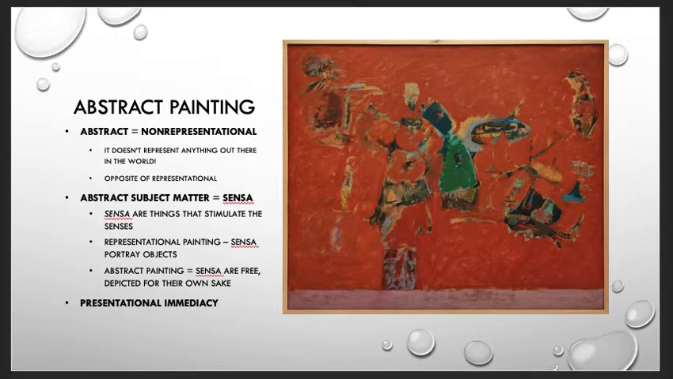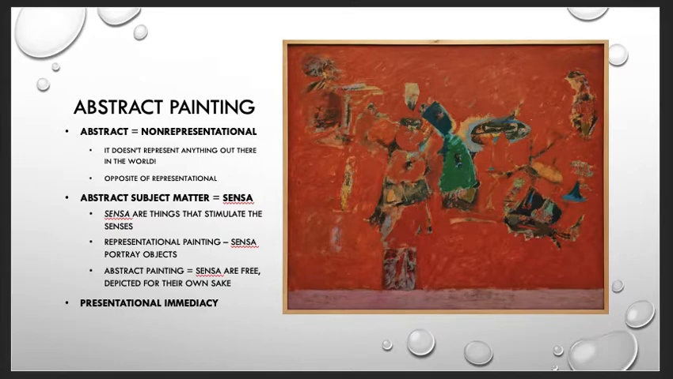And so we could just think about what kind of freedom this gives a painter, okay? In representational works, sensa are used to portray an object, but in abstract work, the sensa are free, and they're just depicted for their own sake. So really, an abstract work is just there to give us some sort of sensational response. Okay, our senses are responding to it, and that's really all.